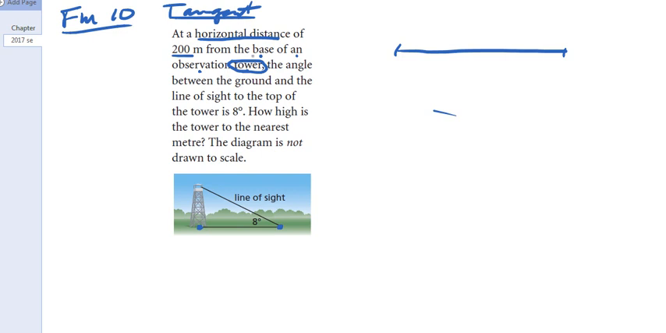At a horizontal distance of 200 meters, the angle between the ground and the line of sight. So when we talk about line of sight, we're talking about the imaginary line that is formed when you look somewhere. So if you were looking at the top of this tower, this would be the line of sight right here. And this angle is 8 degrees from the ground to this line of sight. How high is the tower to the nearest meter?